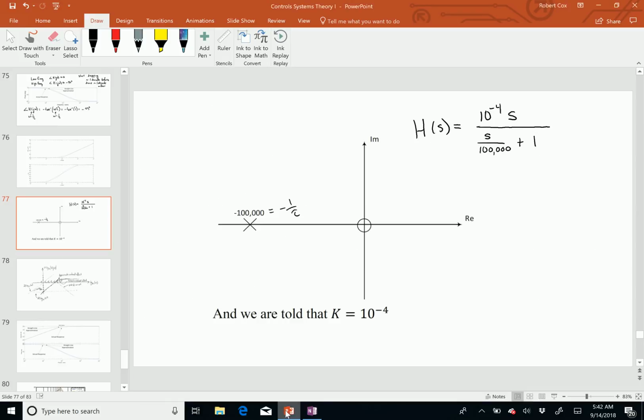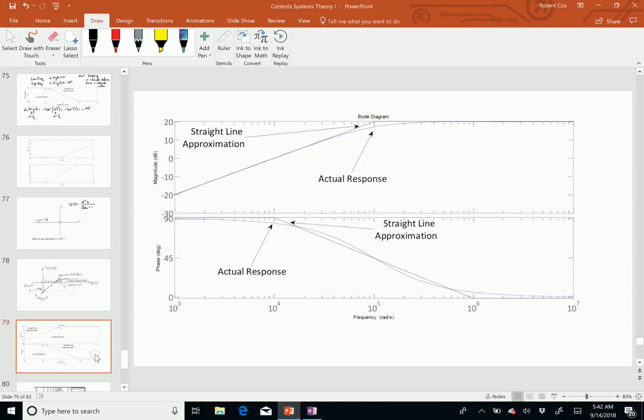Now let's look at that from MATLAB. I can see, right? So at 10 to the third, I'm at minus 20. 10 to the fourth, I'm at 0. 10 to the fifth, I'm at 20. Right, so the black line is my straight approximation, and the blue line there is the actual value. So they're very, very close to each other.